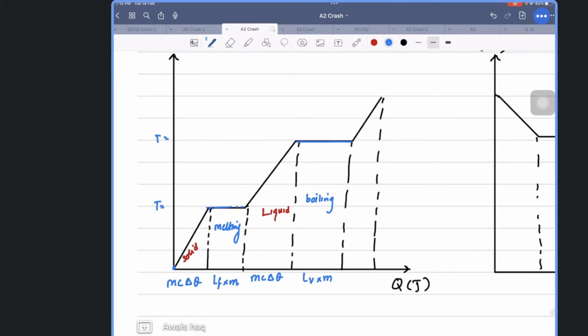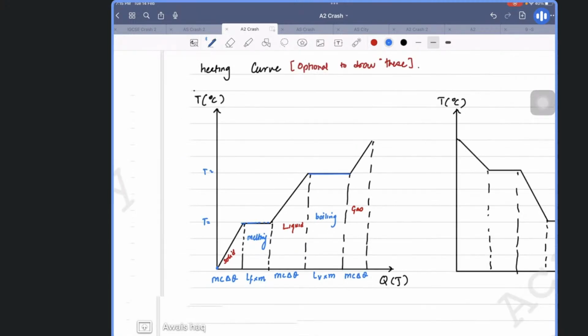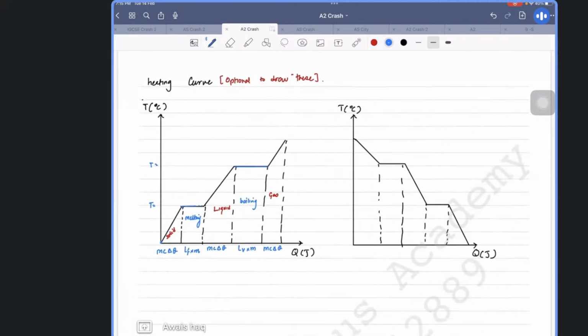Then the next section, again it has changed to gas and now it's gaining temperature, which means that you will use mc delta theta. So by looking at this, you can see what stages are there and which equation you should use. So this would be the heating curve and this would be the cooling curve. I'm sorry, I forgot to write it.